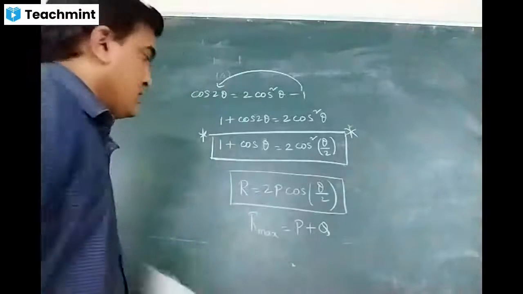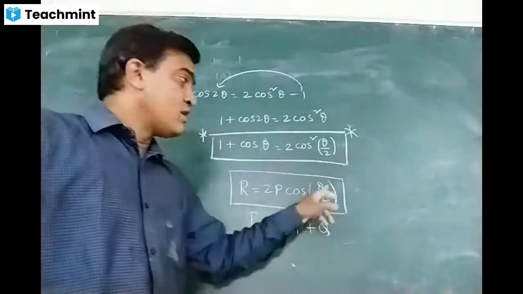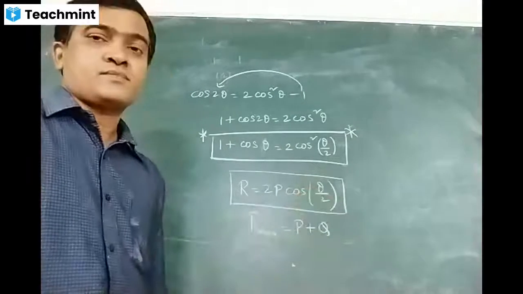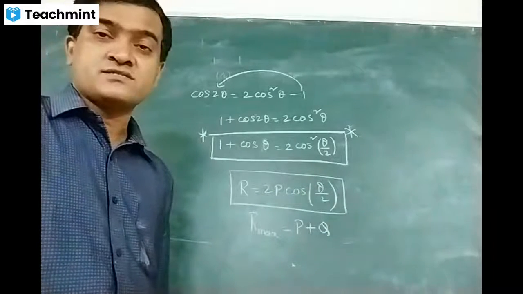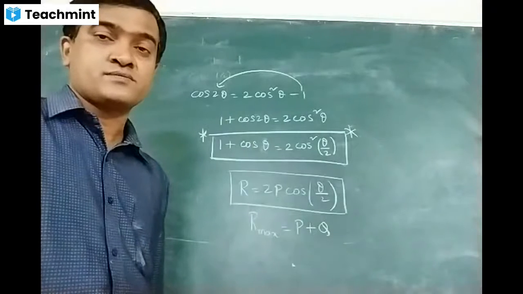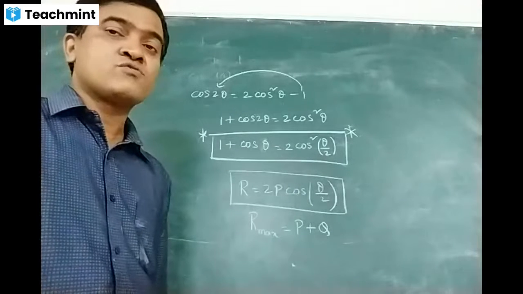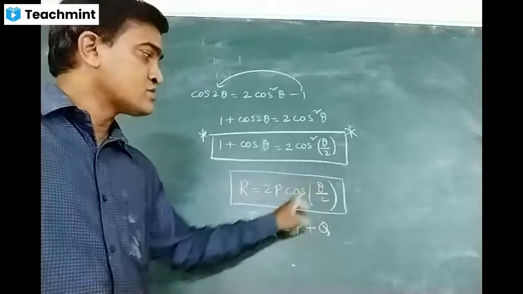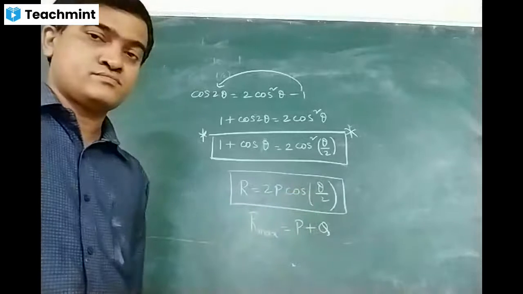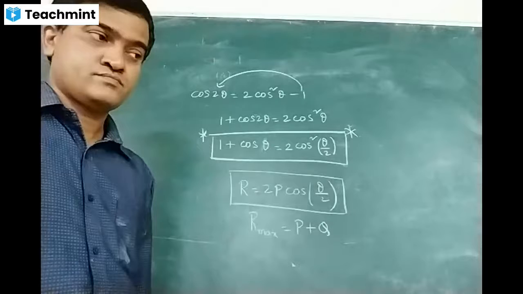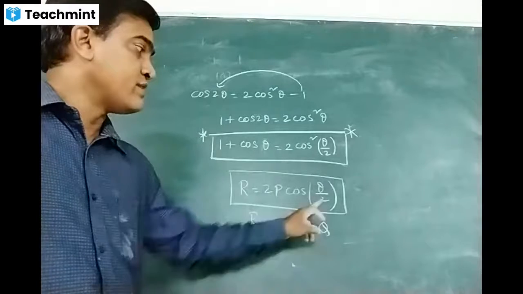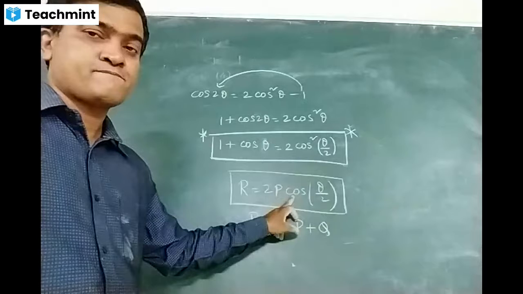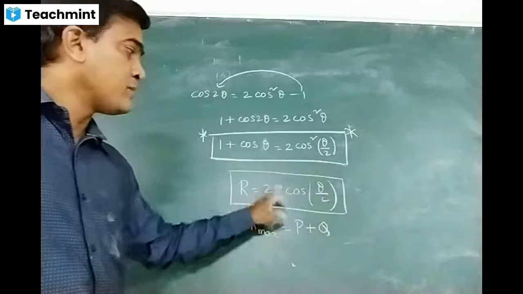Now if theta is equal to 90 degrees, this is case 2, I think. If theta is equal to 90, perpendicular, cos of 90 by 2, 45 degrees. Cos 45 is 1 by root 2. 2P by root 2.